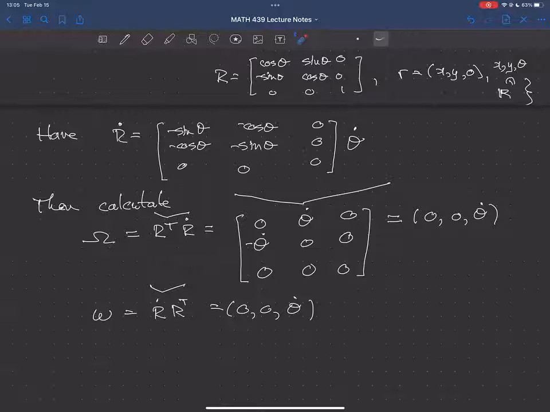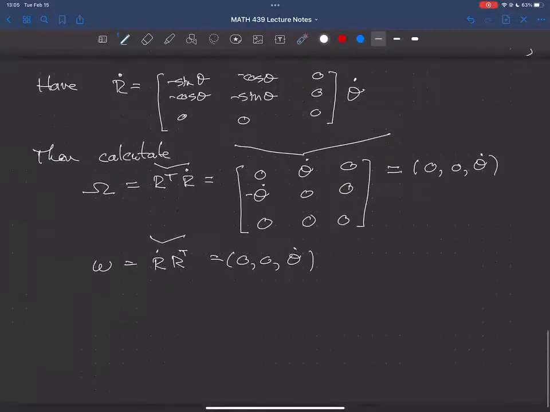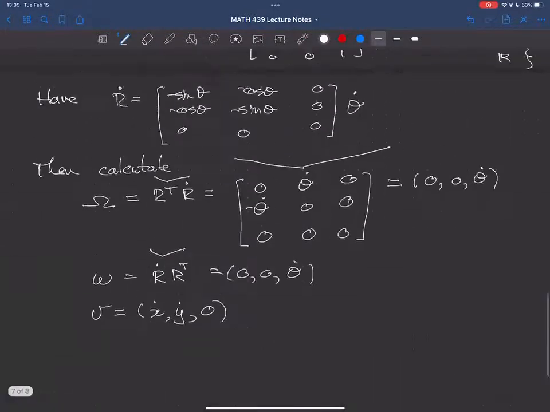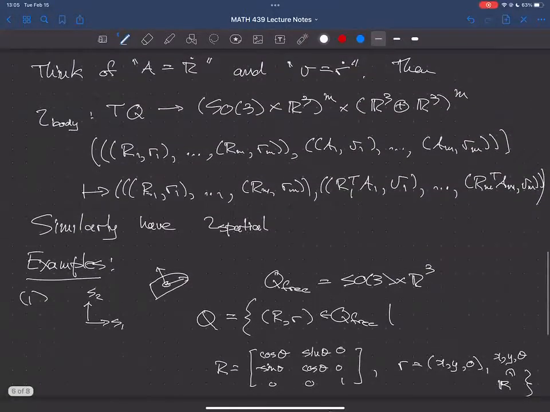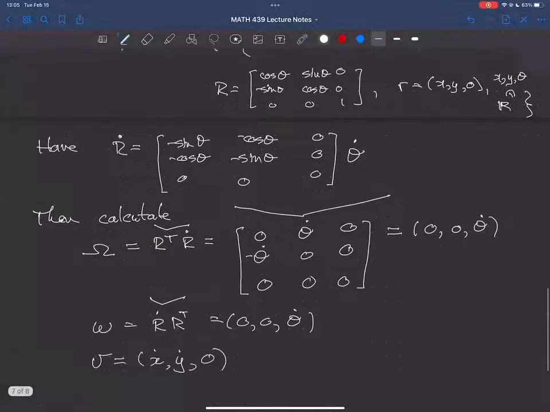And then V is equal to, of course, x dot, y dot, 0. All right, so now let's do the thing that I did up here. Let me write down all of this stuff.